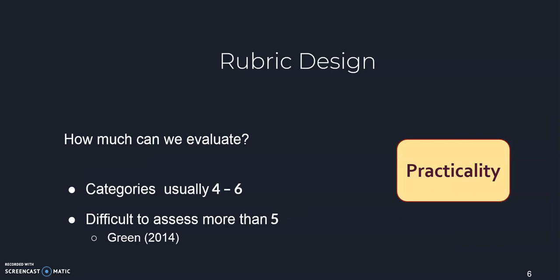How much can we evaluate? Well, usually the number of categories is going to be between 4 and 6. It's just simply difficult to assess more than 5 traits at one time. That doesn't mean we're limited to only assessing 5 parts of a speaking or writing skill, but in any one assessment, we're going to have to focus on those. And again, since those are context specific, coming straight from your learning objectives, you can get guidance on what categories based on what are the skills that you're building in that unit.